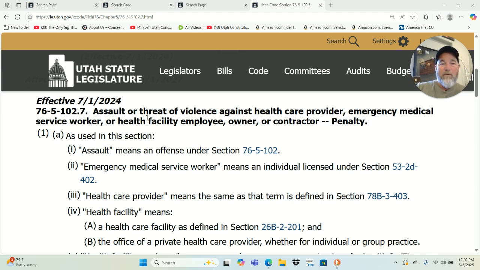Assault or threat of violence against a healthcare provider, emergency medical service worker, or health facility employee, owner, or contractor. So similarly as the teachers and those military service members and peace officers, this also extends to healthcare providers or EMTs and things like that, paramedics.